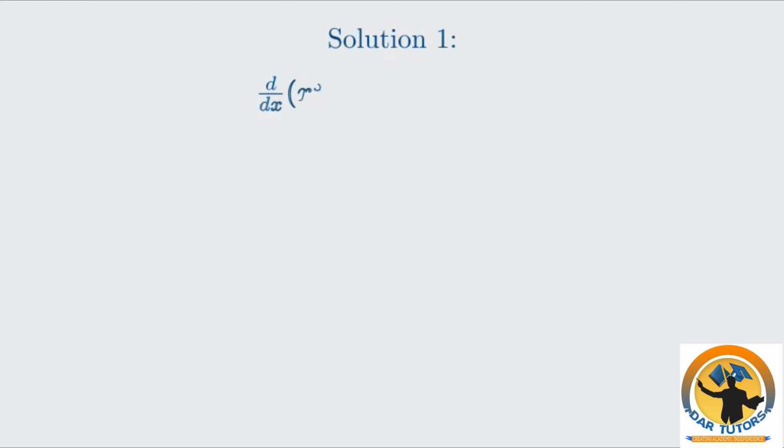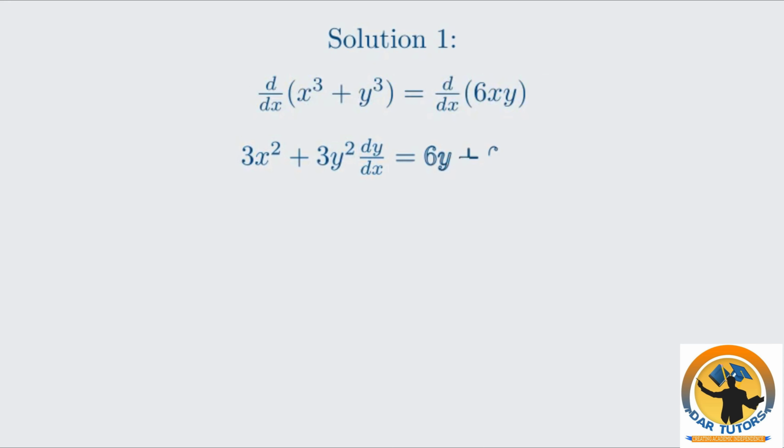We differentiate both sides with respect to x. The derivative of x cubed is 3x squared. The derivative of y cubed is 3y squared dy/dx. The right side, 6xy, requires the product rule, giving us 6y plus 6x dy/dx. Now we group the dy/dx terms.